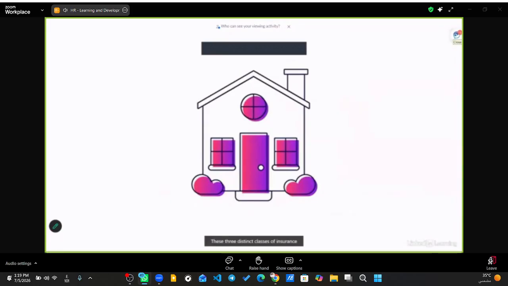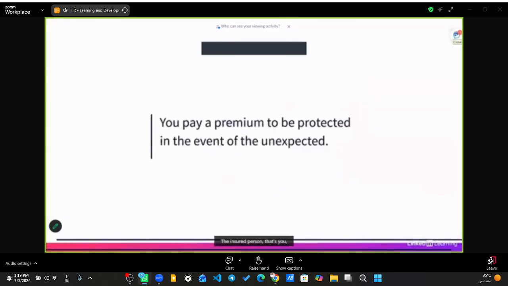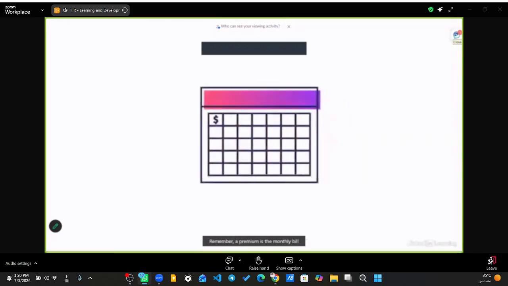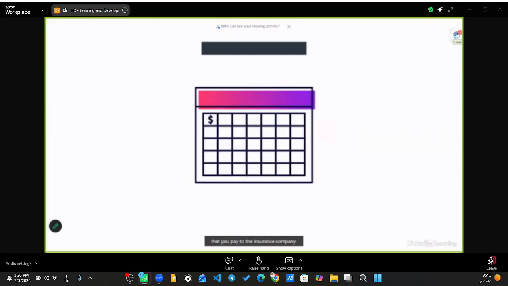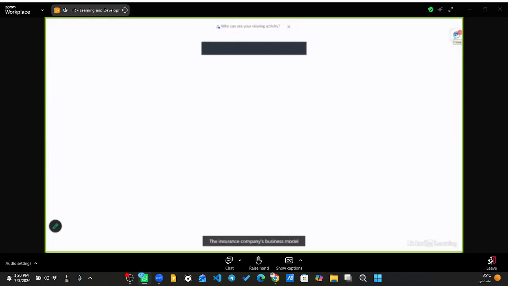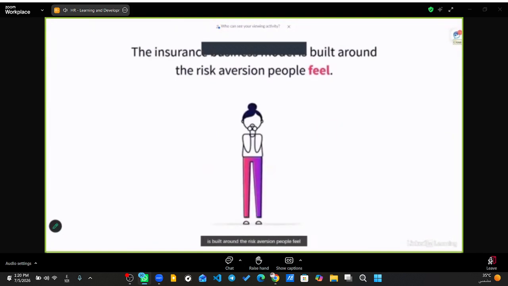These three distinct classes of insurance all represent different types of businesses, but they all operate on the same premise. The insured person, that's you, pays a premium to be protected in the event of a major negative unexpected event. Remember, a premium is the monthly bill that you pay to the insurance company. The insurance company's business model is built around the risk aversion people feel and the fact that people will pay a premium to avoid these issues.